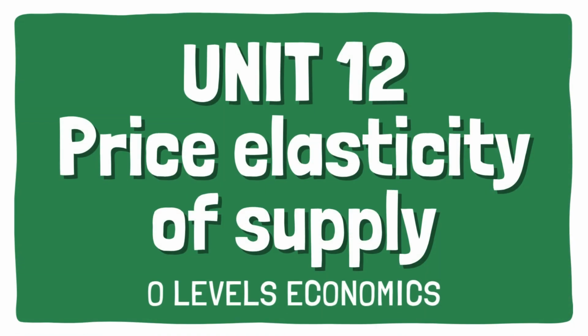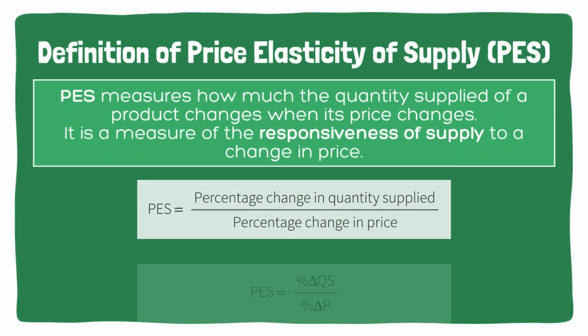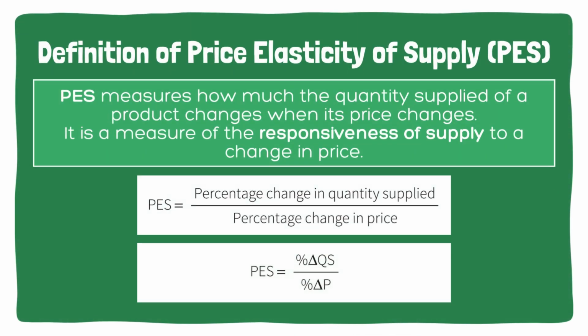Welcome to OLevels Economics Unit 12, Price Elasticity of Supply. Economists use price elasticity of supply to measure how responsive the supply of a good or service is to changes in its price. In simple terms, it tells us how much the quantity supplied changes when prices rise or fall.